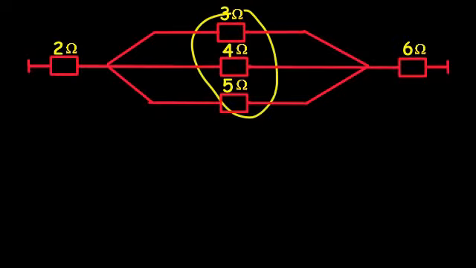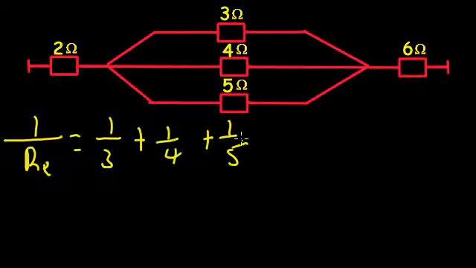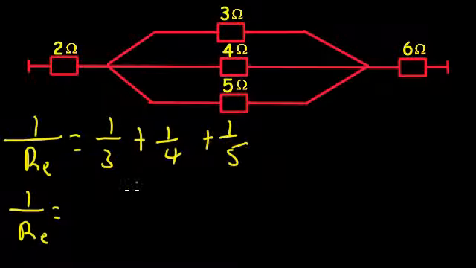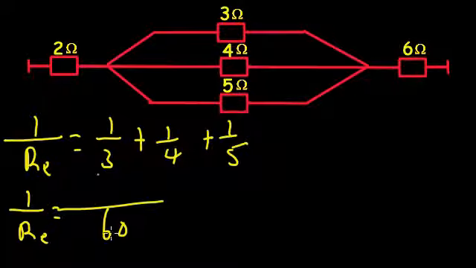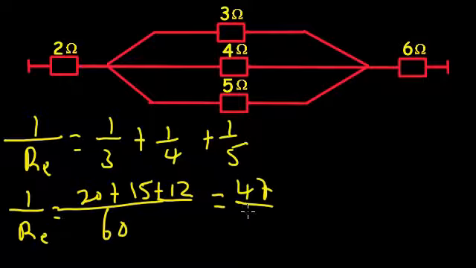So let's focus on this. 1 over R_eq will be equal to 1 over 3 plus 1 over 4 plus 1 over 5. And 1 over R_eq equals, now the LCM will be 60. So 3 in 60 is 20 times 1, that's 20, plus 4 in 60 gives us 15 times 1, 15, and 5 in 60 gives us 12, and 12 times 1 gives us 12. So adding this up, 20 plus 15 is 35, plus 12 is 47. So we have 47 over 60.